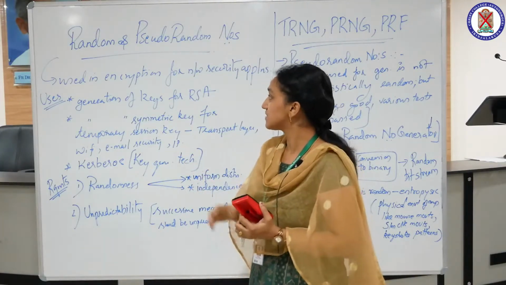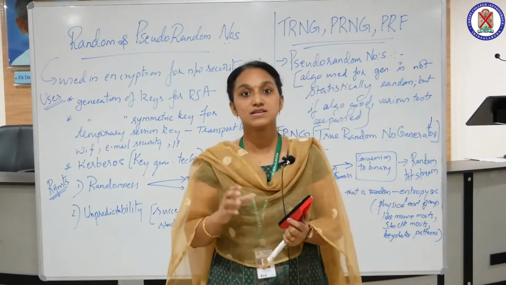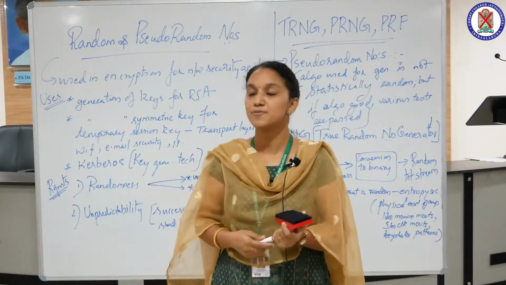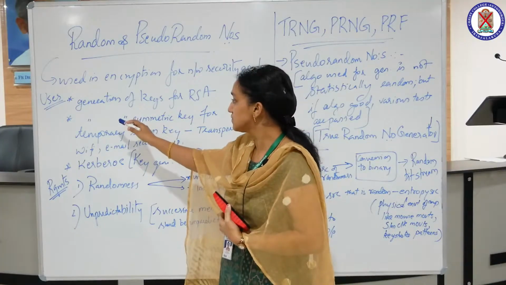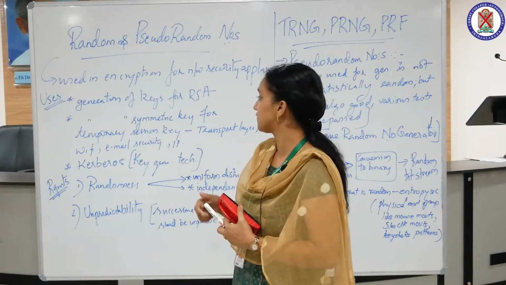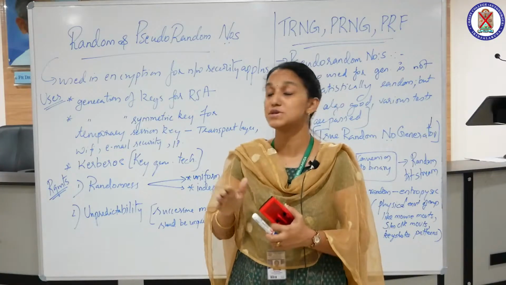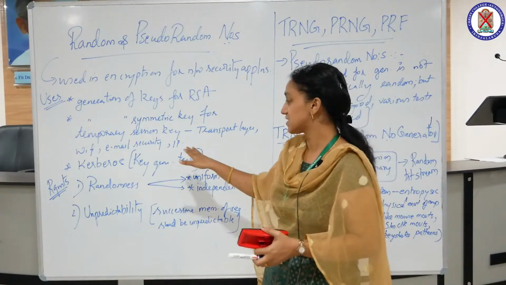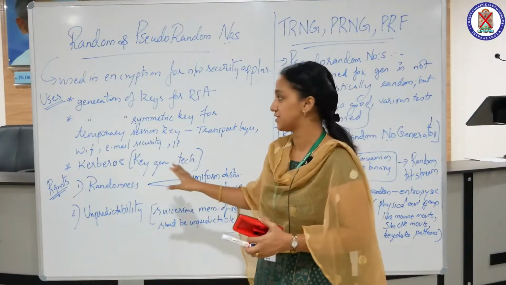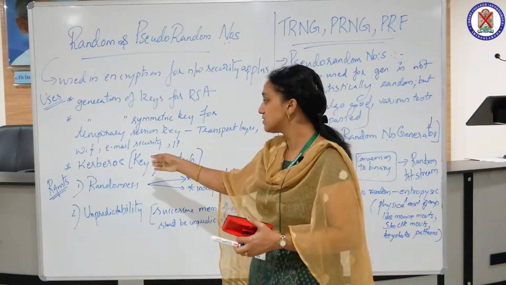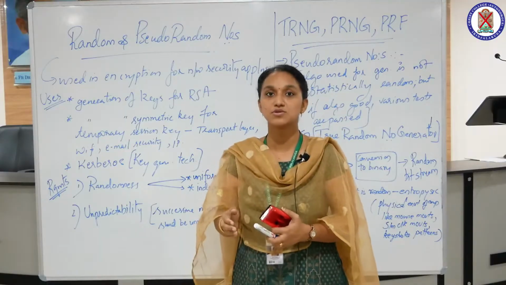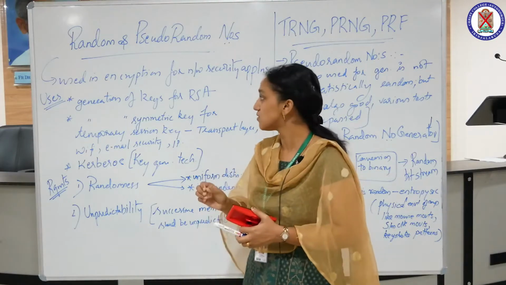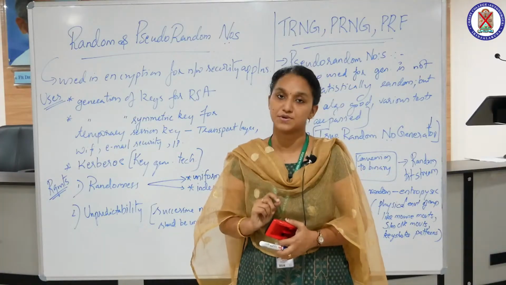The first use is the generation of keys for RSA. RSA is a very important algorithm which we will be studying in detail in the next video. Another use is the generation of symmetric keys for temporary session keys that are used in the transport layer, Wi-Fi, email security and internet protocol security. And there are various other uses like Kerberos. Kerberos is a key generation technique, a very important technique. In this also we use random numbers.